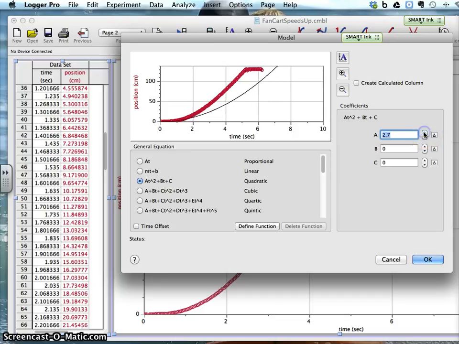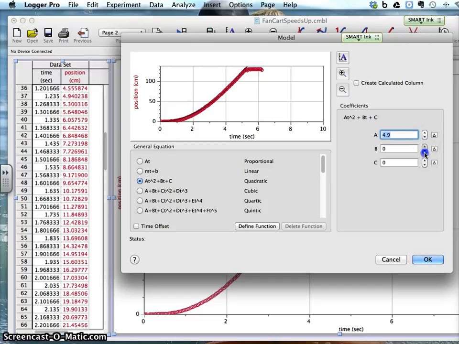Make sense? And this is very close to what you got in AP classes when you graph x versus t squared. This is almost identical to what you got. Okay? It's slightly different. So it looks like about 5 is my A term, something like 4.9 or 5.